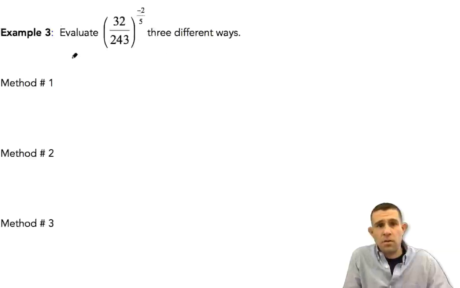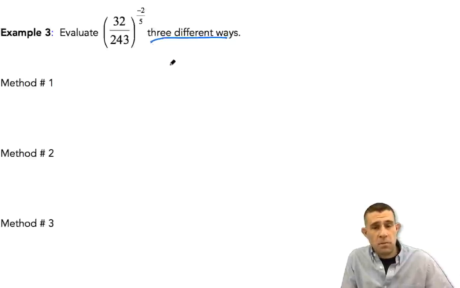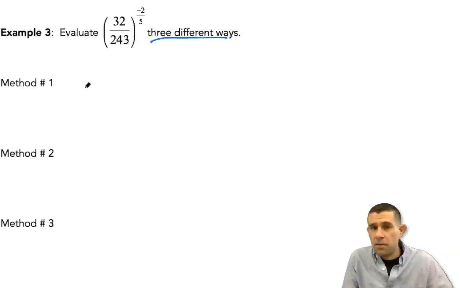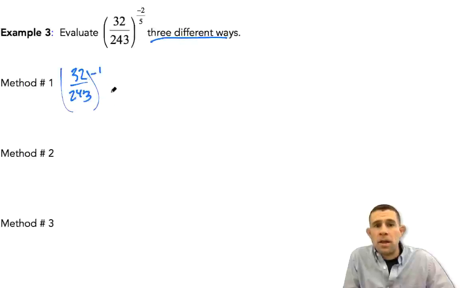All right, let's try a few more examples here. Following along your notes, it wants you now to evaluate 32 over 243 to the negative 2/5 in the 3 different ways that we did in example number 1. So I'm going to set up a few of these, and I want you to finish them off, and we can check your work tomorrow. So the first one, we have 32 over 243. We're going to do the negative 1 first, and then raise that to the 2/5. So this is 243 over 32.